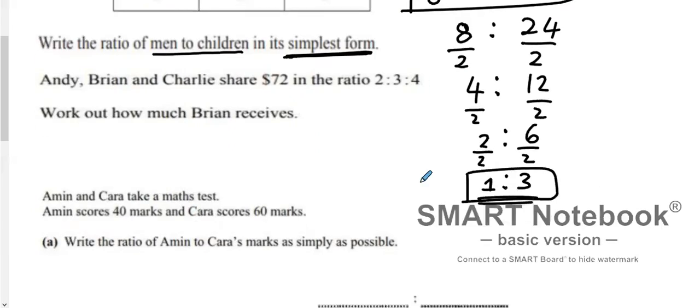Now, Andy, this is the answer, right? The ratio of men to children in its simplest form is 1 ratio 3. But don't write 3 ratio 1. No, it's 1 ratio 3. Order is very important, so write 1 ratio 3.